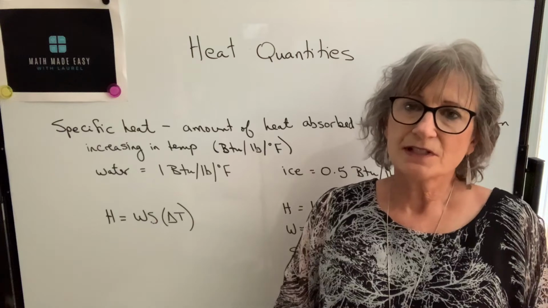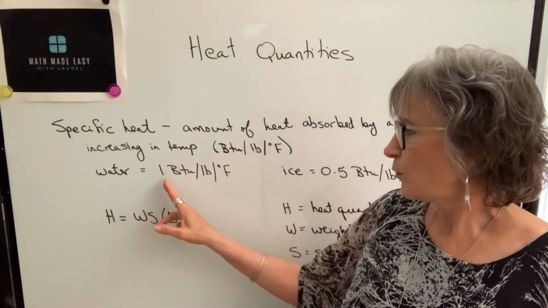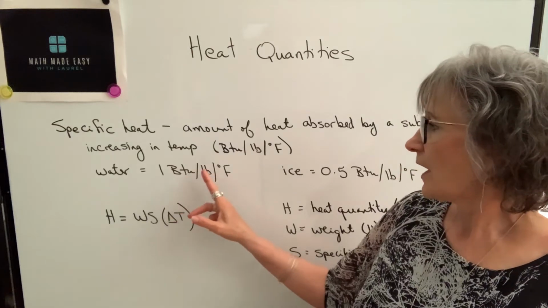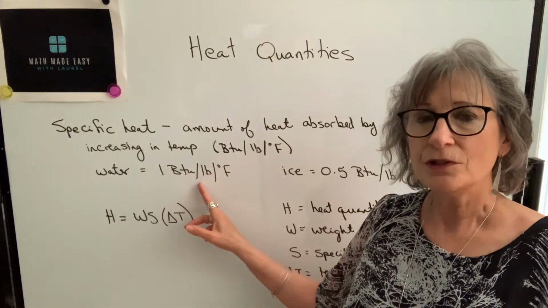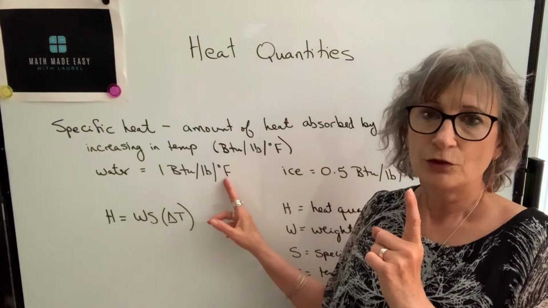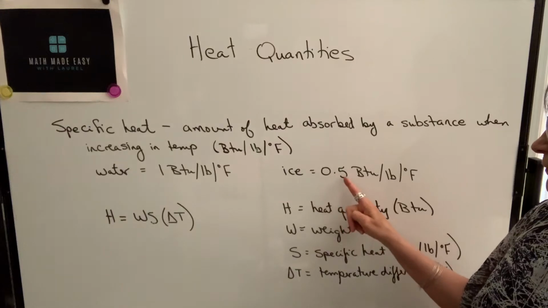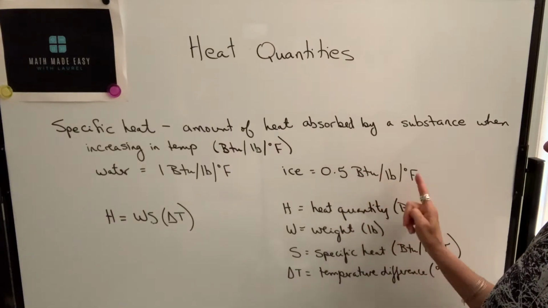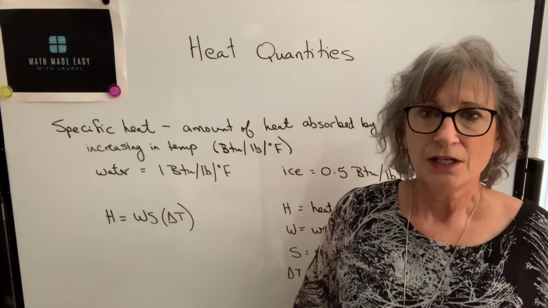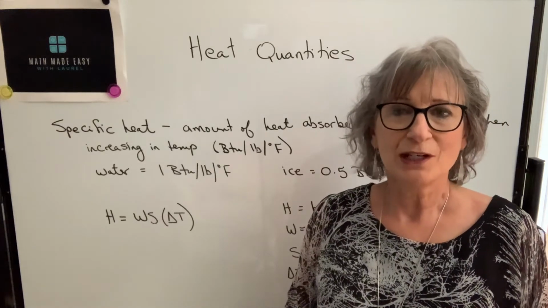So different substances have different specific heats. Water, for example, requires 1 BTU of heat per pound of water to increase by 1 degree Fahrenheit. Ice requires 0.5 BTUs per pound per degree Fahrenheit. If you were to look at a metal, it might be 0.1 or 0.2 depending on what the metal is.